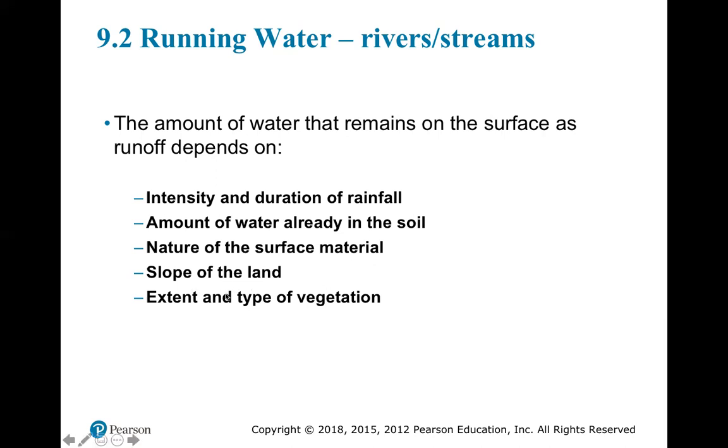The slope of the land. Is it going to pool and collect in certain regions, or will it run off and down and make its way toward the oceans? And then, of course, the extent and type of vegetation. If you don't have vegetation, you're going to have a lot more runoff. More vegetation will capture a lot more of that water as it's making its way down a particular slope.